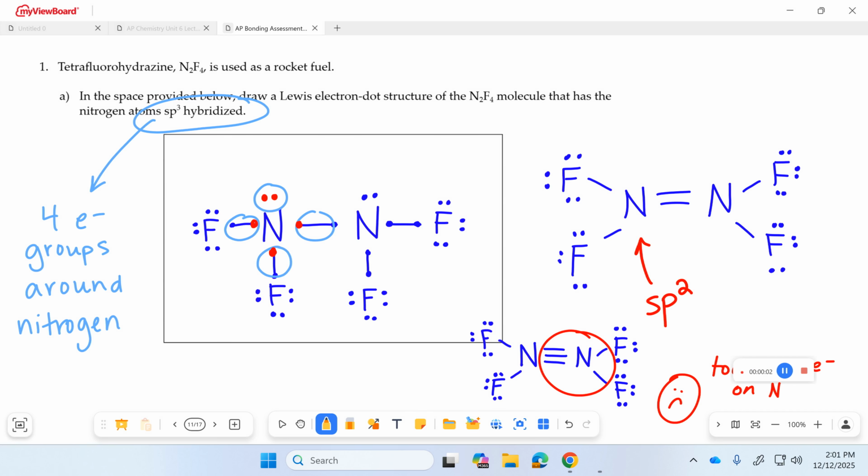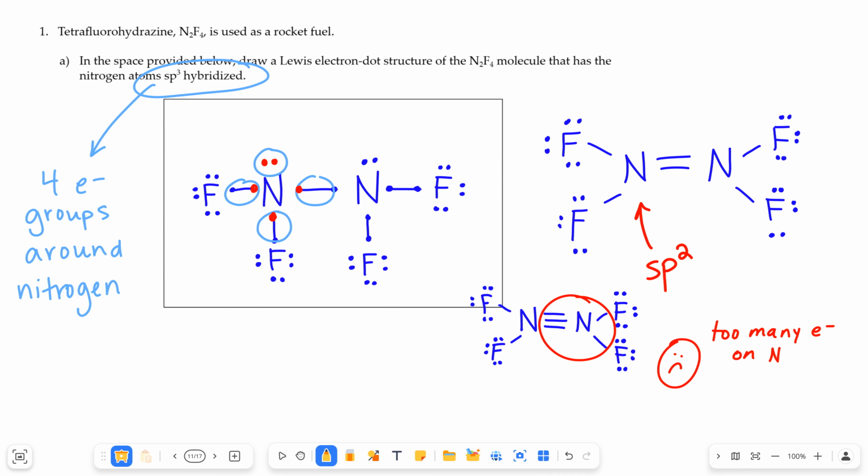Here's answers to the bonding test free response. The first one was on a compound called tetrafluorohydrazine, which is used as a rocket fuel. We just wanted to draw the electron dot structure of N2F4 so that the nitrogen atoms are sp3 hybridized. Now, sp3 hybridized just really means that there's going to be 4 electron groups around each nitrogen.